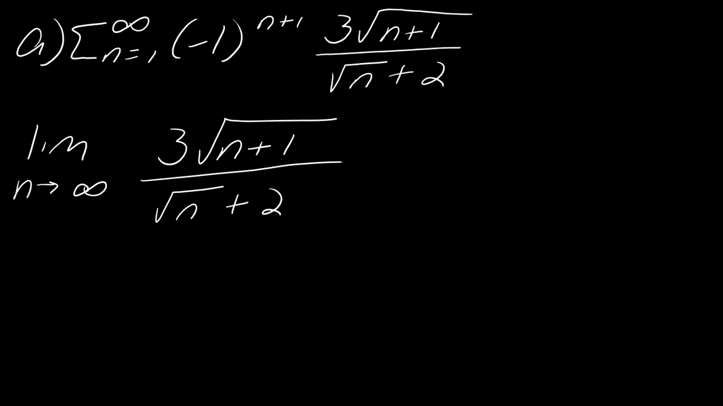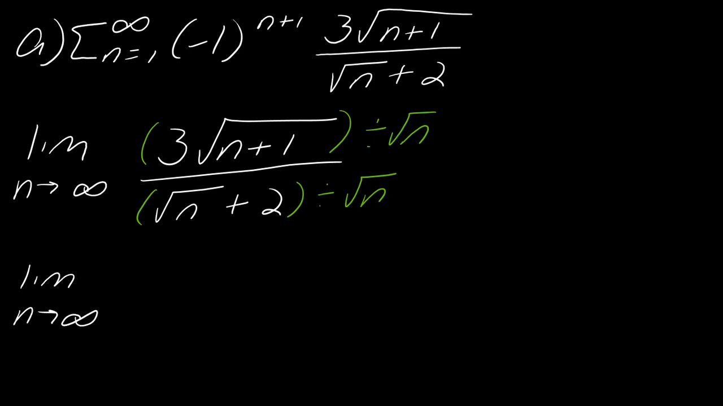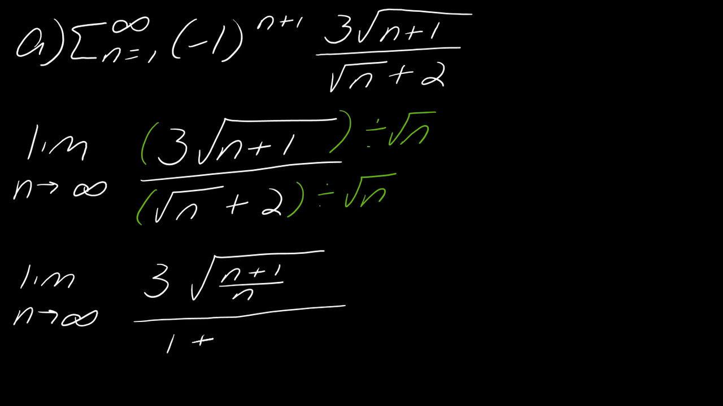To help me evaluate this, I'm going to divide the top and the bottom by the square root of n. Since everything here is being multiplied together, I can just apply it to the part that I want, i.e. this part right here. I just want to make sure I'm clear with the algebra in case you need to see it. So this is now going to become n plus 1 over n. Since these are both in square roots, we can combine them into one square root. And in the denominator, this will be 1 plus 2 over the square root of n.